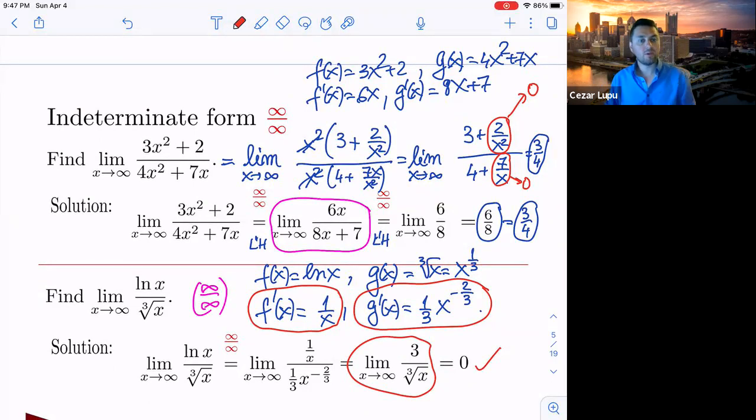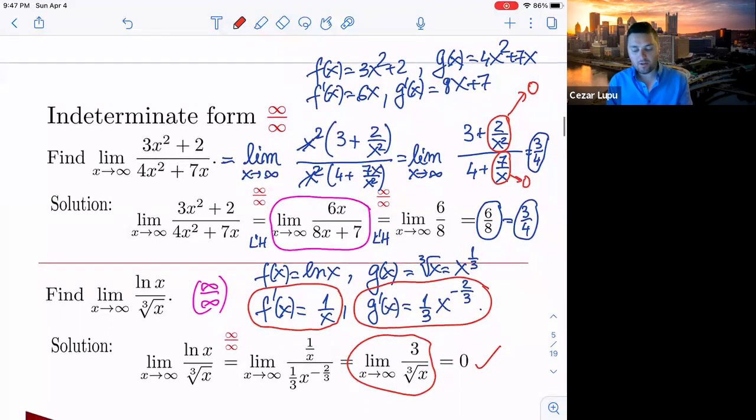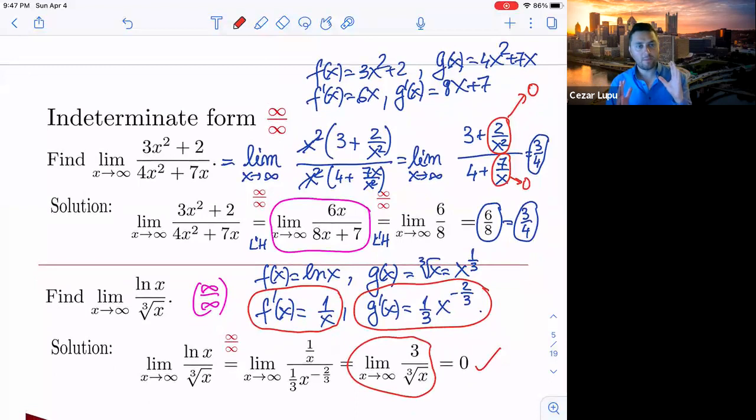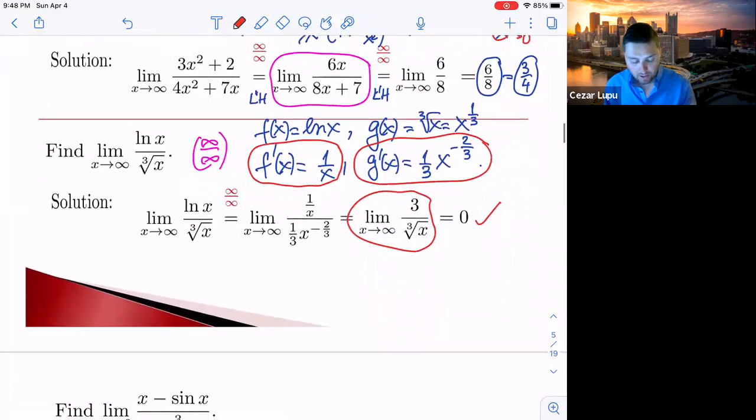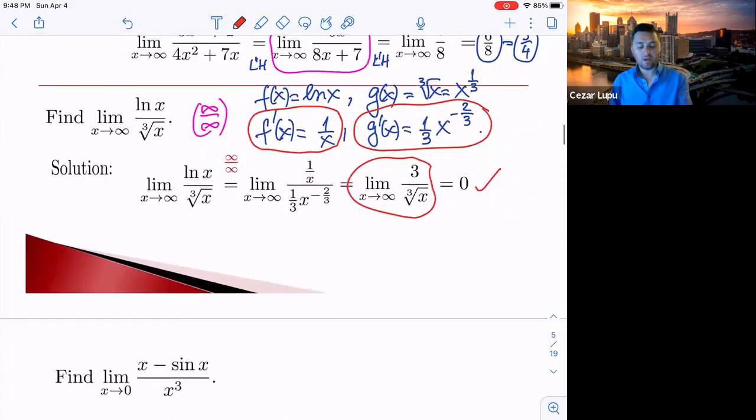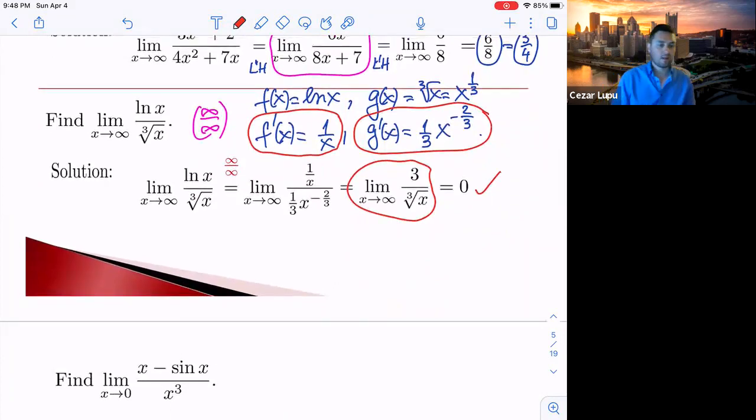So I gave you 2 examples. At first, we have seen examples of the 2 indeterminate forms, 0 over 0 and infinity over infinity. And now let's see more examples. All right, I want you to look at this one here. We need to find the limit as x approaches 0 of x minus sine of x over x cubed. So I'll give you a little bit of time to think of this.